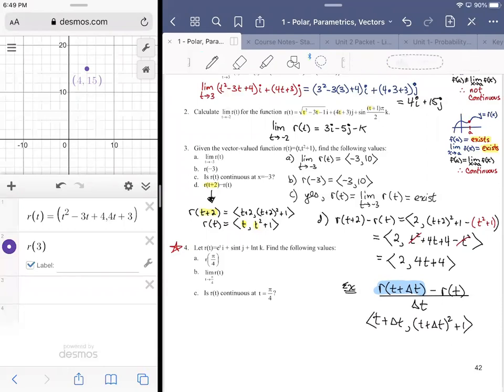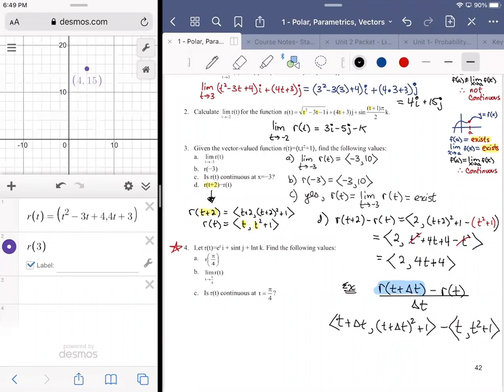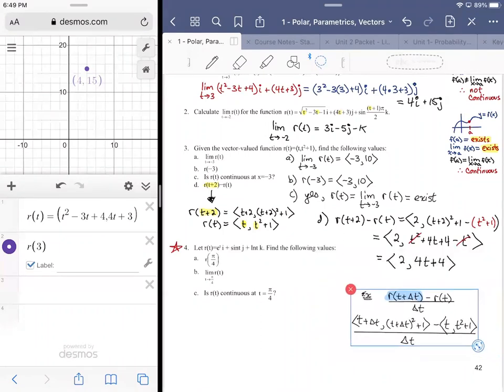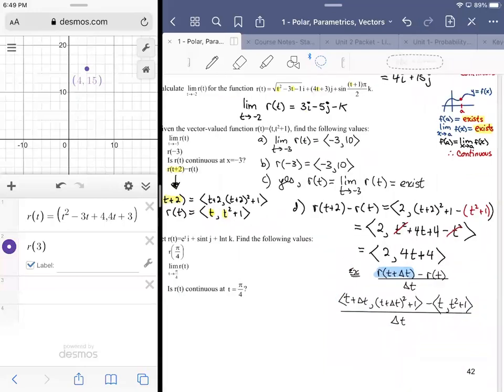And I'm just going to move this over because I cannot control the size of my handwriting as I go. So minus T comma, so again it's a vector, T squared plus 1, all over delta T. Writing big and then shrinking makes it easier.